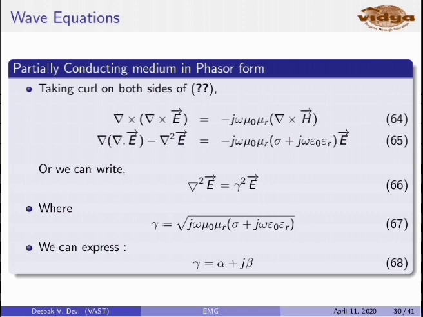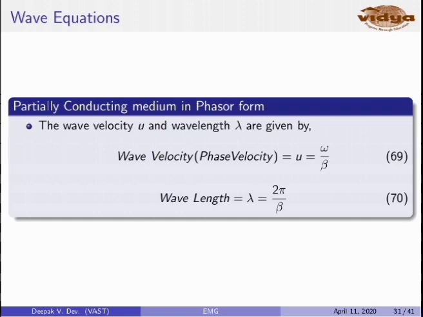By knowing the value of beta, we can find the wave velocity directly by using formula 69, that is omega by beta, where omega is 2 pi f, and f is the frequency of the wave. So velocity is omega by beta, and the wavelength lambda is obtained by 2 pi by beta.